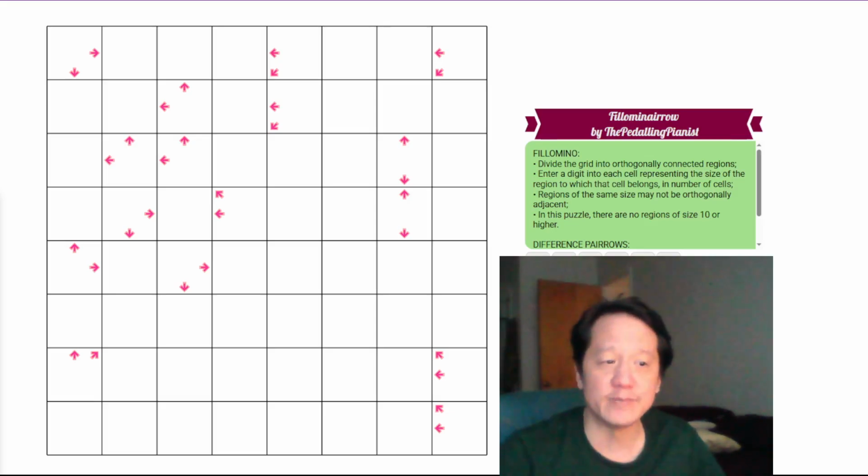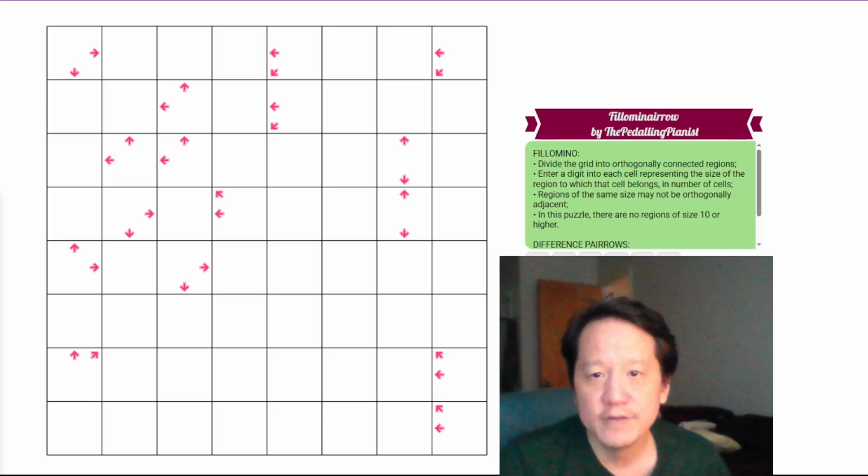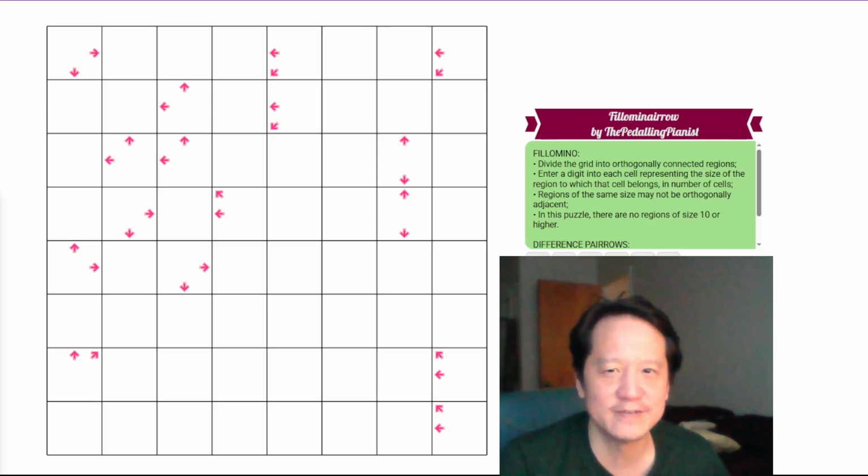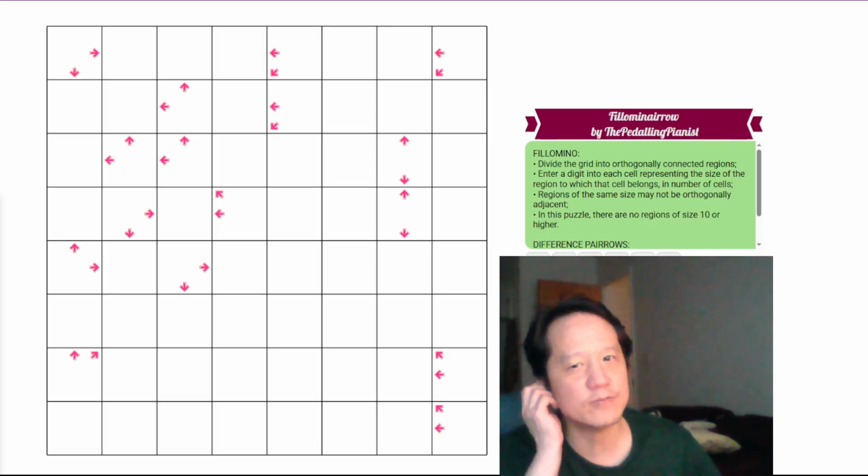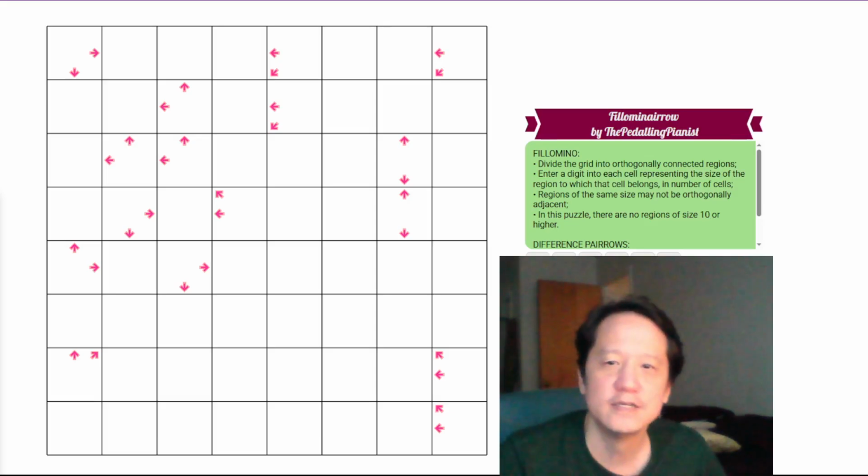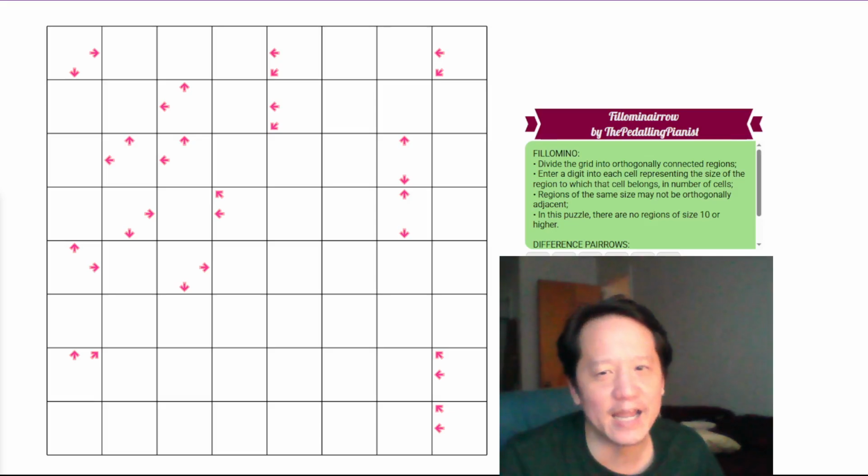Today's other type of puzzle is called Fillominairrow. I think that's how you pronounce it. It's combining Filomeno with Perros, which is why it's Fillominairrow. And it's by the peddling pianist.